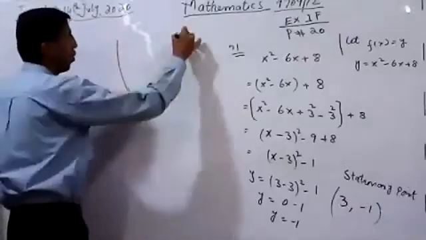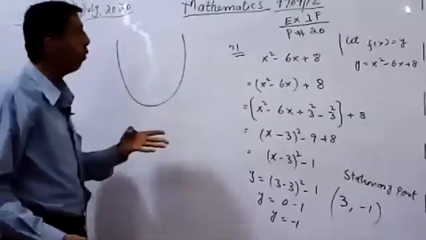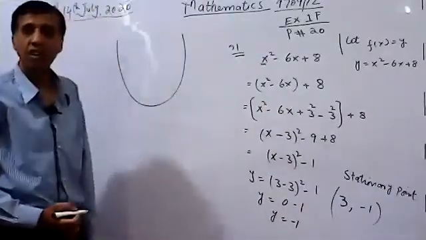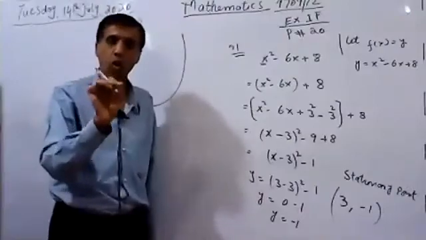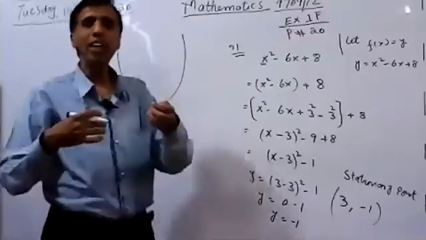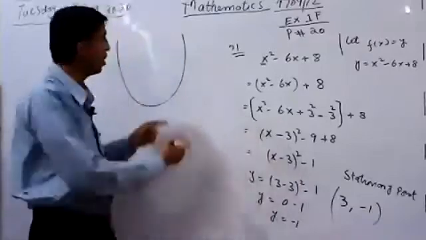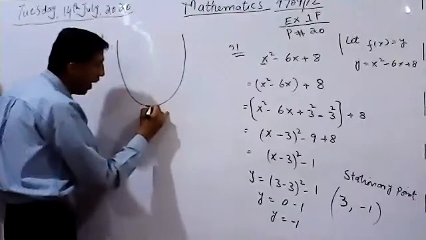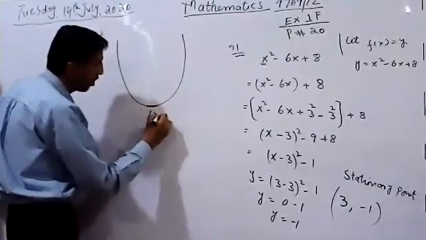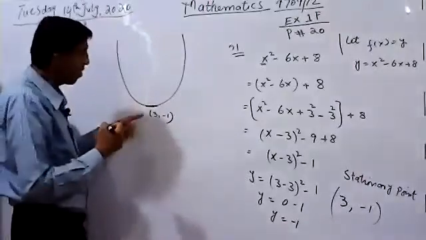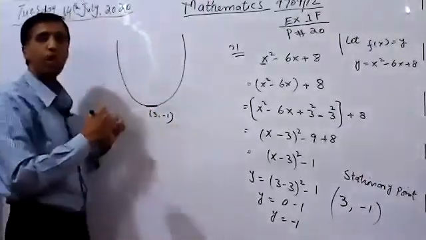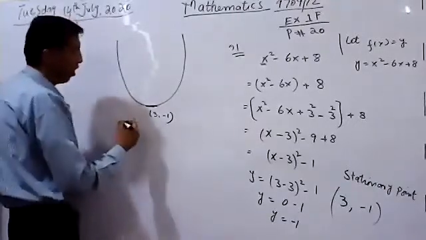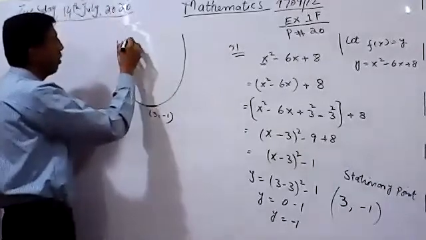When you sketch the curve, you will get this U-shape form when the coefficient of x square is positive. And this is a turning point. Here at this point, which we got, (3, -1), is the turning point, stationary point, maximum or minimum point, point of inflection.